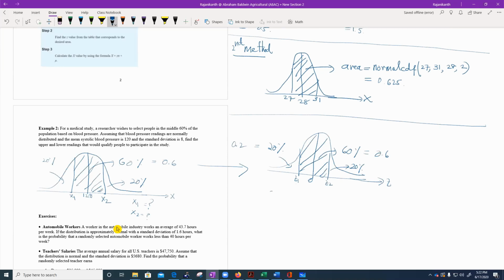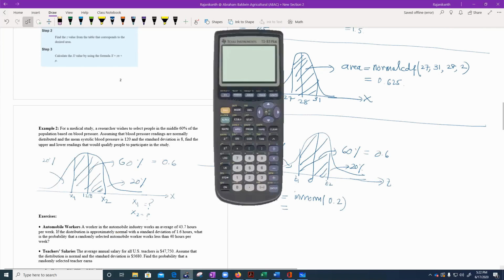So let us find then Z1. So Z1 is nothing but use the inverse norm function, but you need to put the left side area, which is 0.2, right? So you don't need to put mu and sigma because this is standard normal. For standard normal function, you don't need to define mu and the standard deviation. So then this will give you the standard normal value for Z1. So what is that? Let us find in two decimal places.